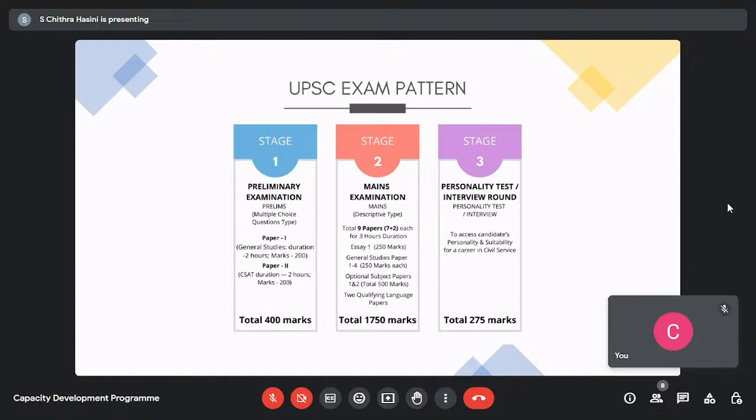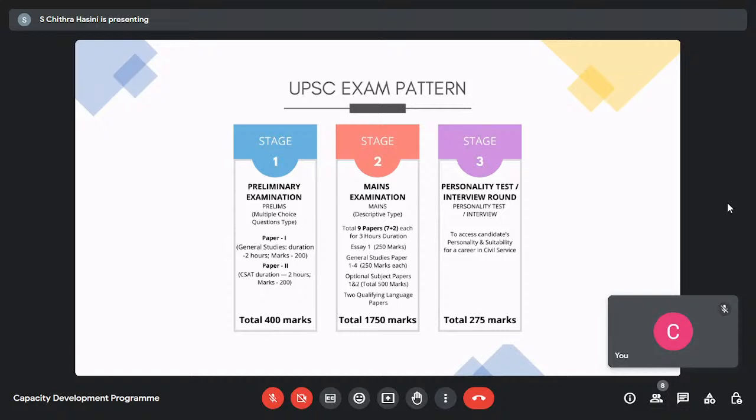In these 2 qualifying papers, two are language papers. One is a language you should select for yourself out of the listed languages; you have Telugu, Tamil, Kannada, and so on. And in the second paper you have English, which is compulsory.